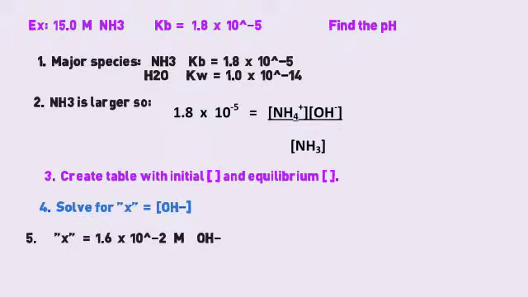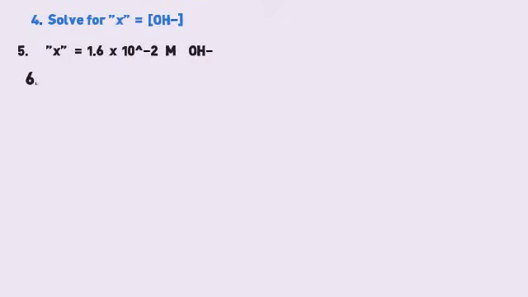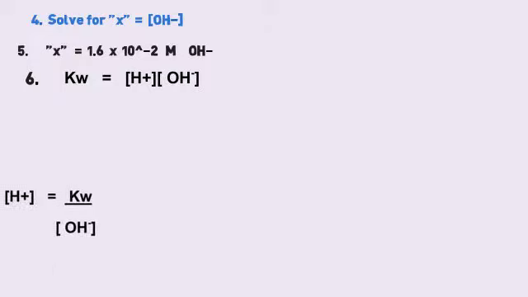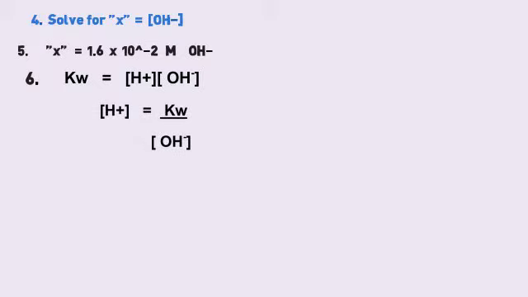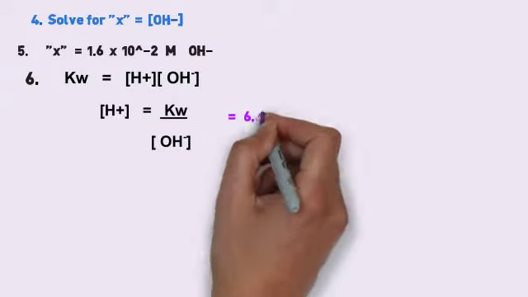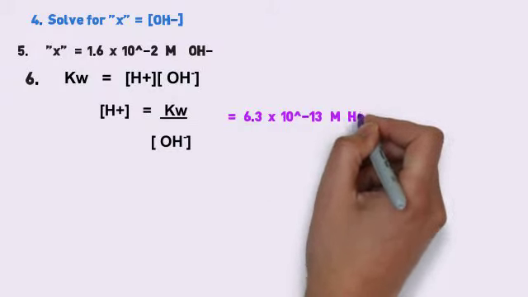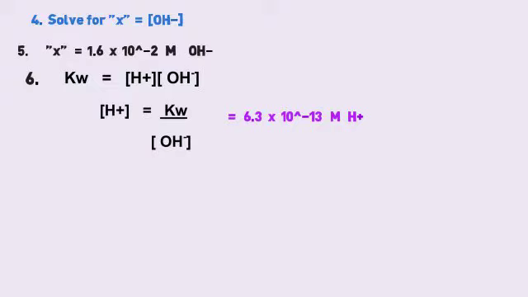Now, we need to find pH. If you remember, Kw is equal to the concentration of hydrogen ion times the concentration of hydroxide ion. In this particular case, we know Kw, and we know the concentration of the hydroxide. So you can plug this in to find the concentration of hydrogen ions. Do that. Here is the answer, 6.3 times 10 to the negative 13th molarity of hydrogen ion.